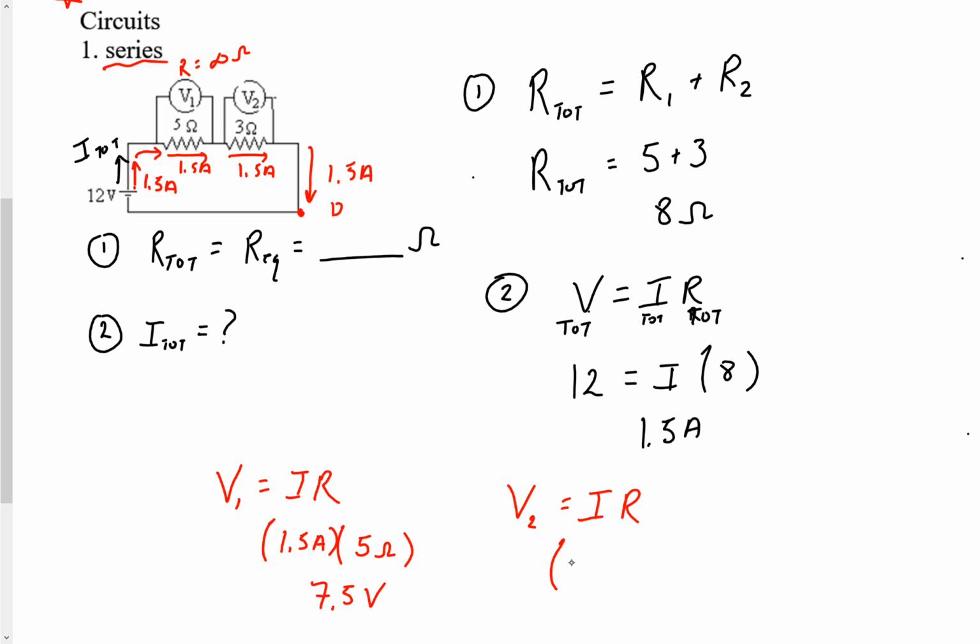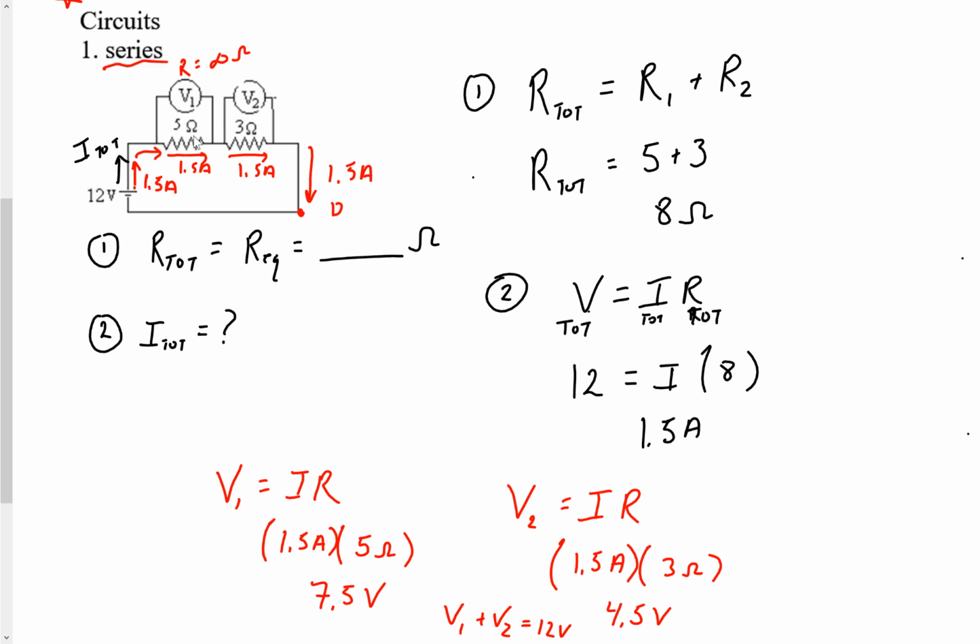Wait a minute. Look at V1 and V2, and what do you notice? Oh wait, it's 12 volts, which just so happens that the battery was a 12-volt battery. So it should make sense to you. Also, what should make sense is it took more potential, more voltage, more push to shove these electrons through the 5 ohm resistor than it does the 3 ohm resistor. So that should hopefully make sense to you.